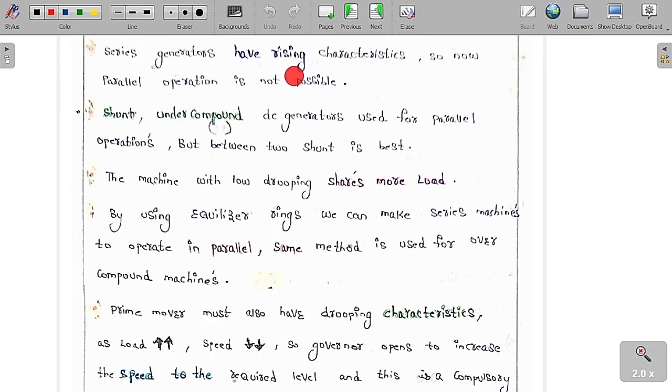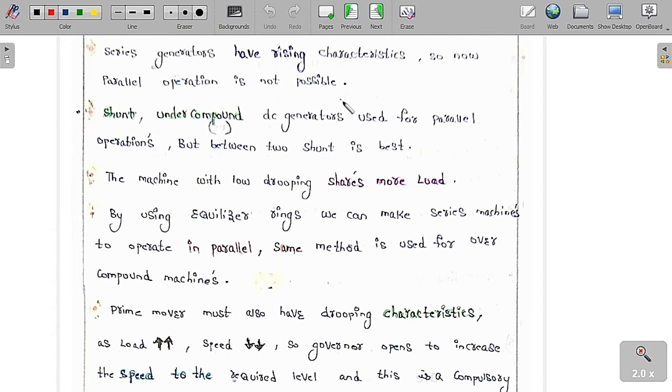Generators with rising characteristics cannot be operated in parallel. I've already told you a series generator has two types of characteristics: rising characteristics and drooping characteristics. Rising characteristics mean it can be used as a booster, and drooping characteristics mean it can be used for arc welding purposes.